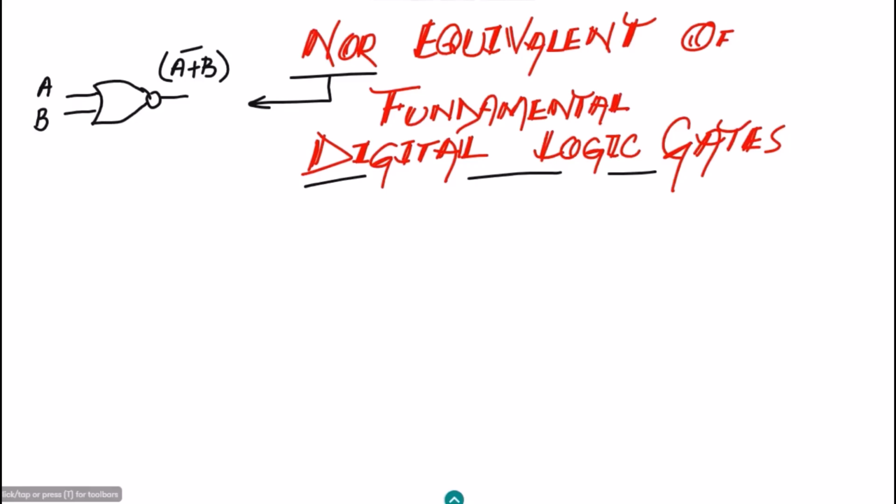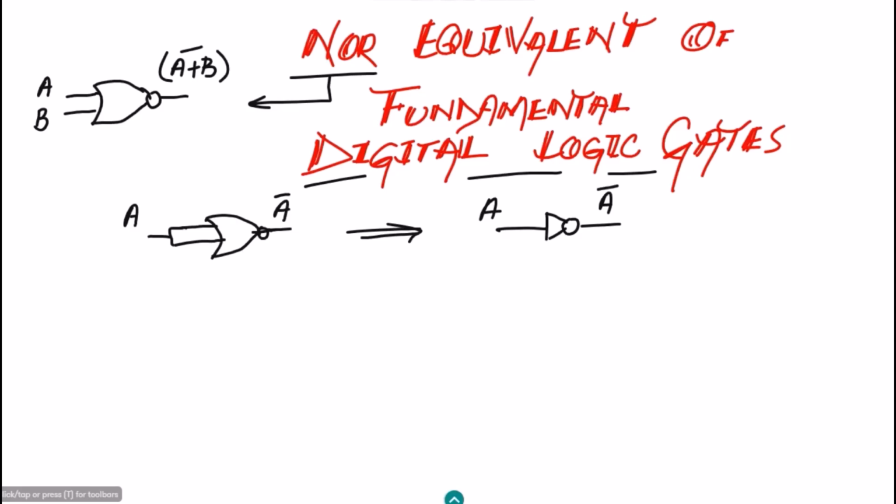Let me see the equivalent of them. Initially I will have this NOR gate, and at the input we have two inputs which are combined together, shorted with each other. When we apply an input A, at the output I will get A complement. We can very easily see that this is the functionality of a very fundamental gate, the inverter or NOT gate, to which I applied A, and at the output I get A complement. This is the NOT gate.